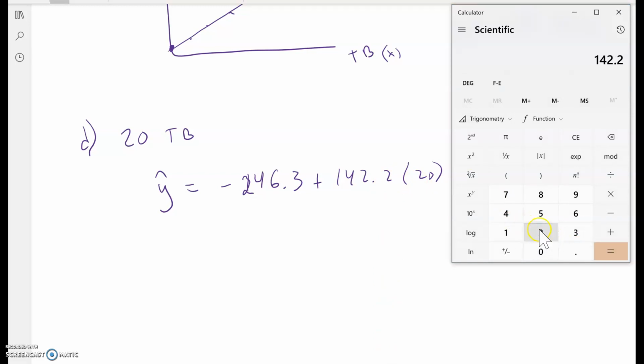So think of it like this. The price goes up $142.20 per terabyte, and then you times that by the terabytes, 20, which is 2,844. And then you add on the negative, or actually subtract. Adding a negative is the same as subtract. So I'll just press minus 246.3 equals, okay, 2,597.